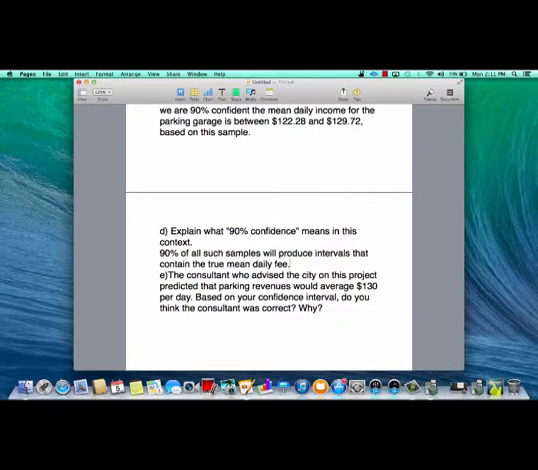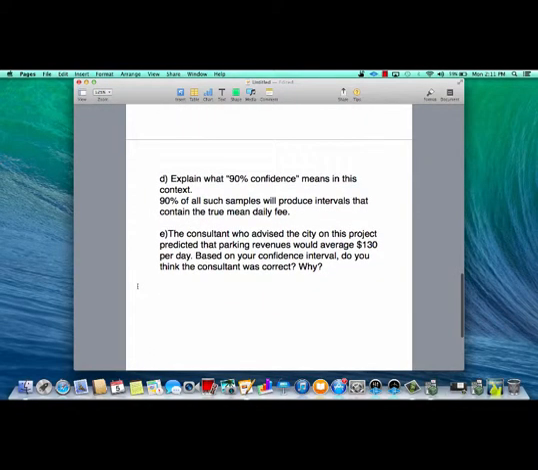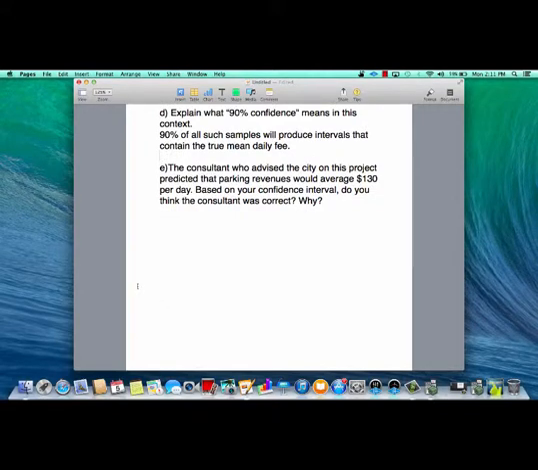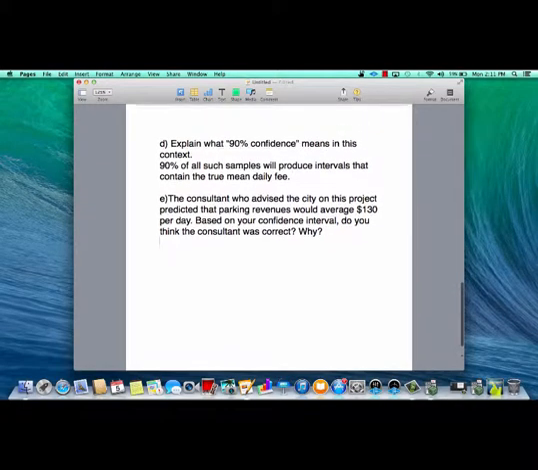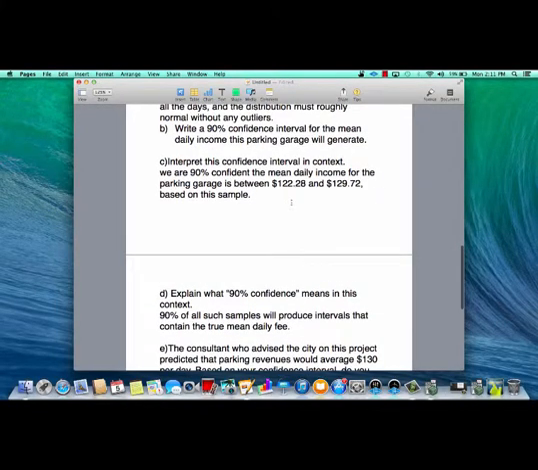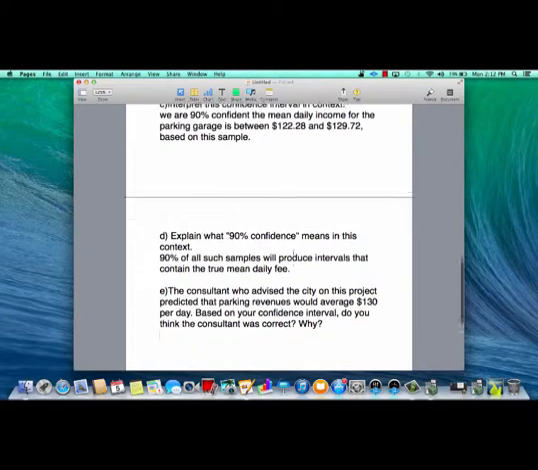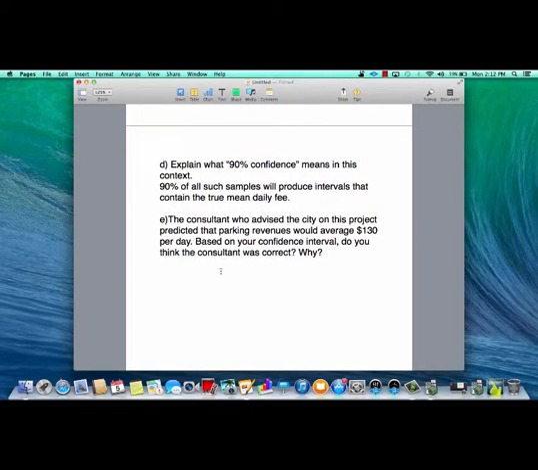Now, question E. Hey, here we go. The consultant who advised the city on this project predicted that parking revenues would average $130 per day. Based on your confidence interval, do you think the consultant was correct? Well, this one's obvious, guys. Okay, we already know what our interval is. Is 130 in that interval? No, it's just right above it, actually. So what we want to write is no, the interval is below $130.